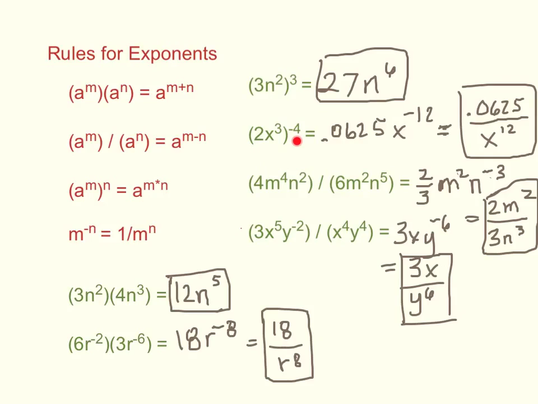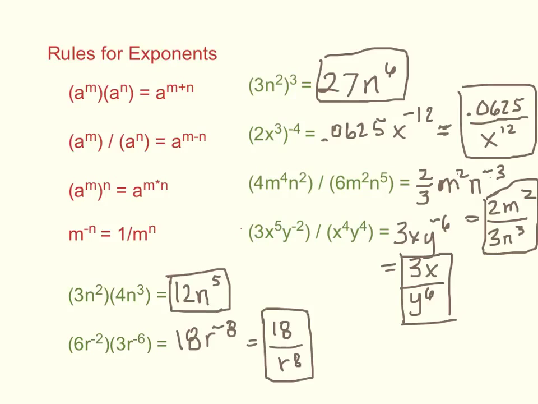Here, 2 to the negative 4th power, and we'll talk about negative exponents a little bit in more detail tomorrow. 2 to the negative 4th power is 0.0625, and x cubed to the negative 4th is x to the 3 times negative 4, or x to the negative 12th. I apply my last rule, put it in the denominator, and make it positive. So I have 0.0625 divided by x to the 12th.